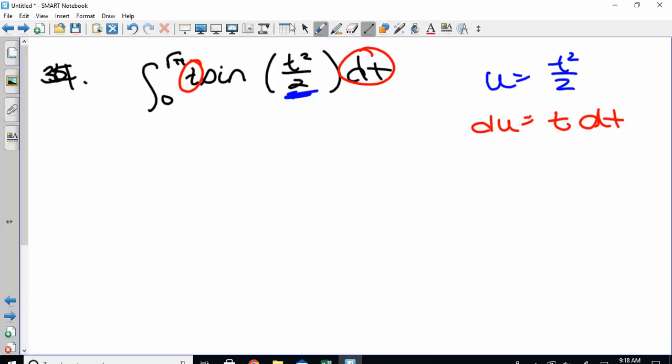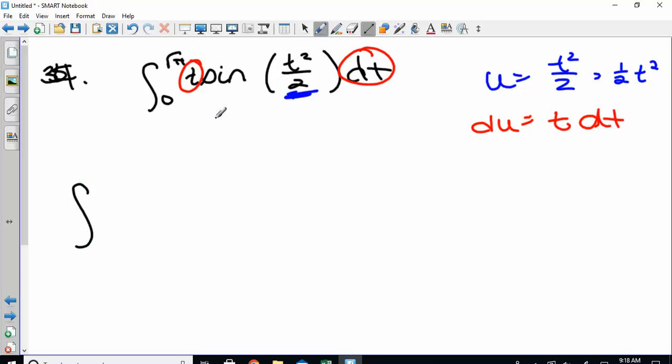Yes? Like right here, why does the 2 go there? Because 1 is an exponent and 1 is a denominator. This is the same thing as 1/2 times t squared.